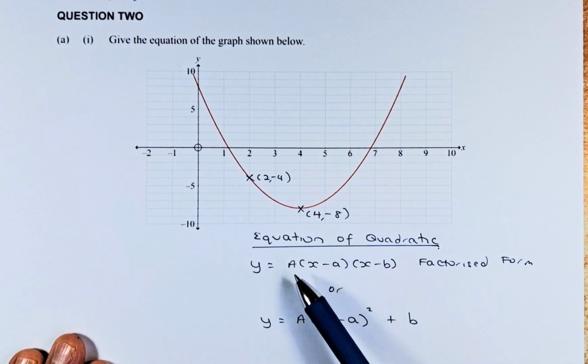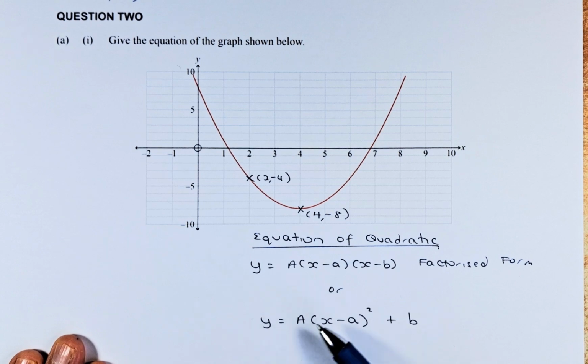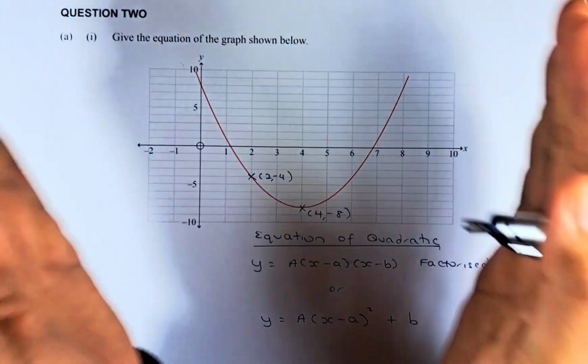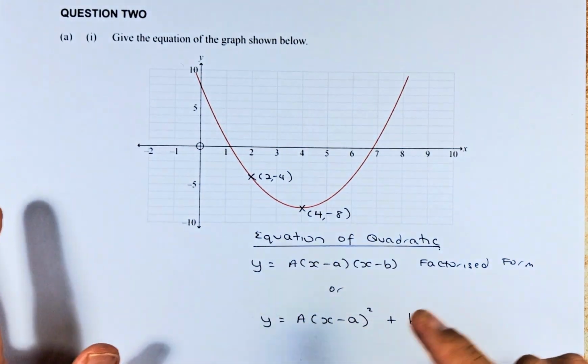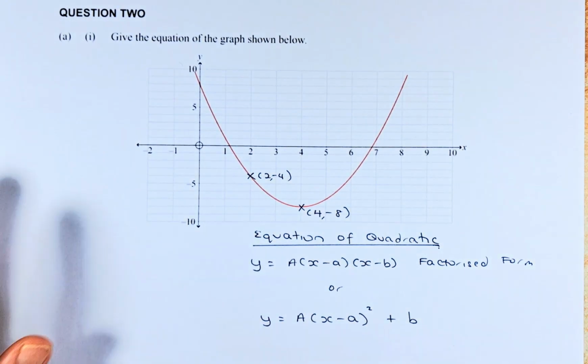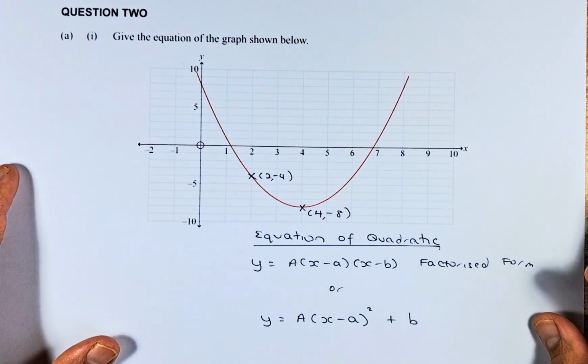So what is the a here? The a is the scale factor. The bigger the number, the graph is going to be steeper. If it is a small number, say a fraction 0.5 or 0.8, that graph is going to be wider. So now we are going to solve this equation.